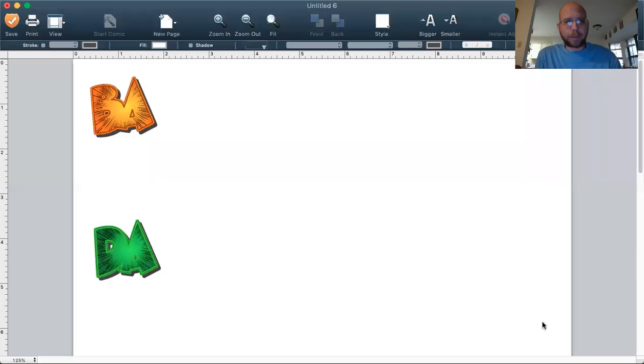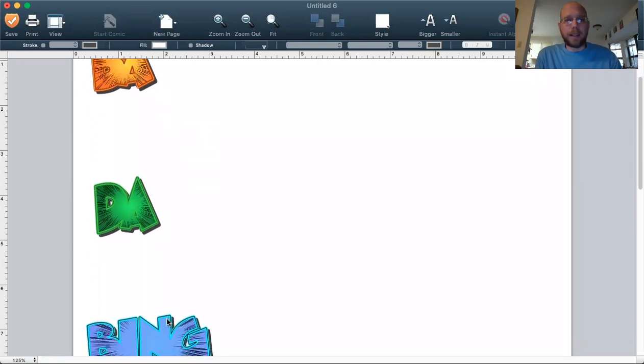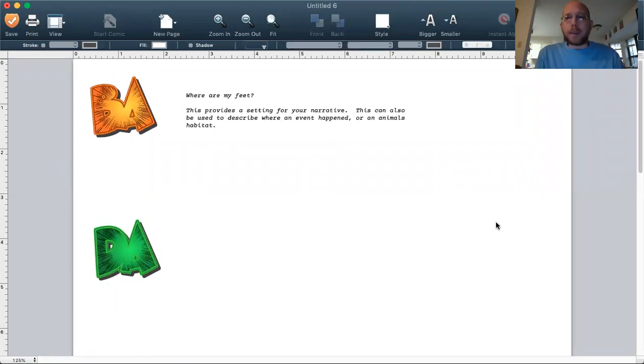So let me share my screen real quick. Okay, so the BaDaBing is broken up into three different parts: ba, da, and bing. Your ba is where are your feet. This provides a setting for your narrative. It talks about where you are.